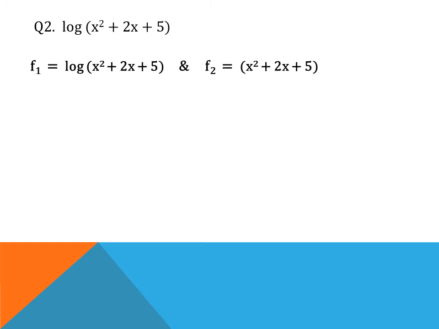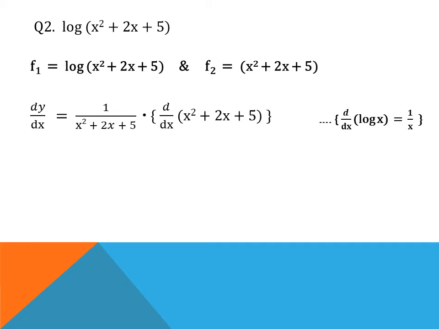Now our next question is log of x square plus 2x plus 5. So here again the outer function, that is f1, will be log and f2 will be x square plus 2x plus 5. Now the derivative of log x is 1 by x, but again here in place of x we have the whole term x square plus 2x plus 5. So derivative of log will be 1 upon x square plus 2x plus 5 into derivative of x square plus 2x plus 5.